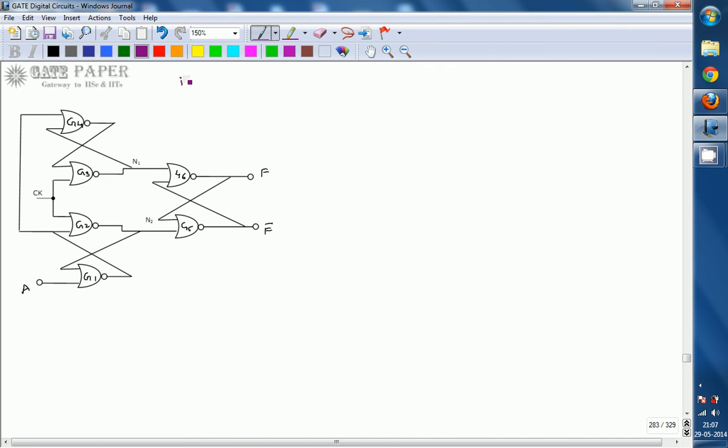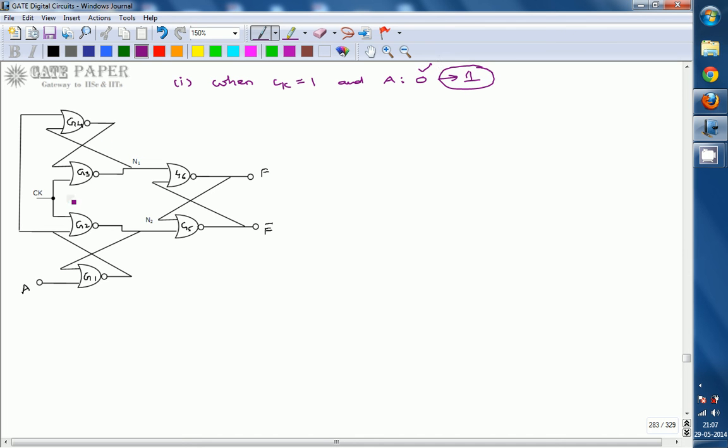So first one is when CK, clock, equal to 1 and A is changing from 0 to 1. So first we will go with A is equal to 0. We don't go for the other case right now. We will go for only A is equal to 0 right now.